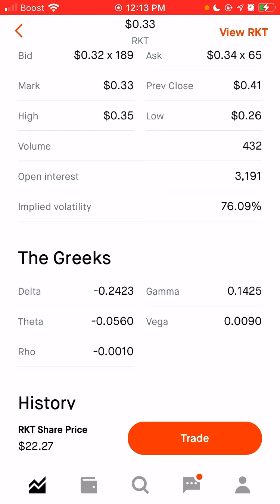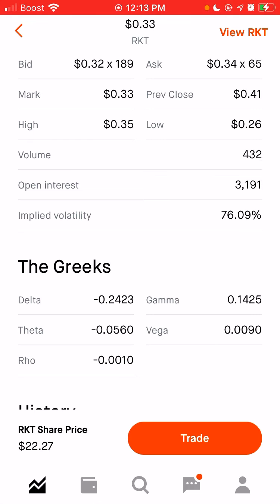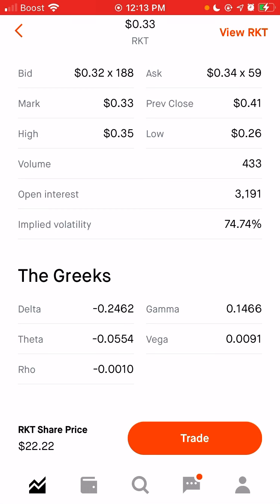So gamma is directly correlated to the delta, and it pretty much represents the amount that the contract will gain or lose in value for each dollar after the first dollar.